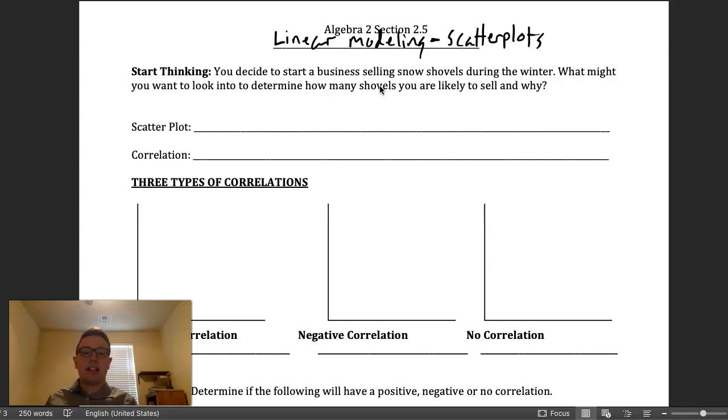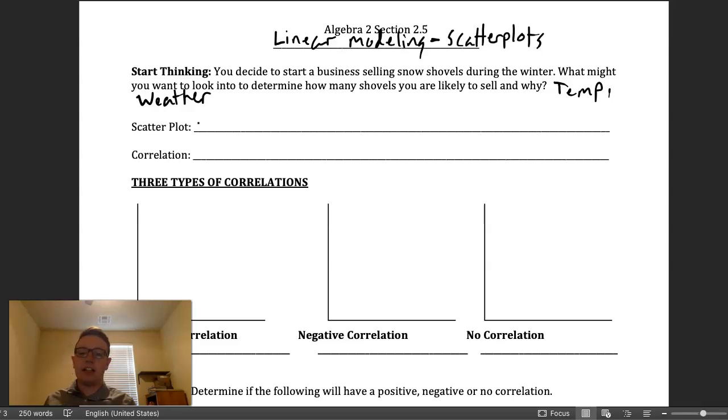Well, let's say you decide that you're going to sell snow shovels during the winter. What might you want to look into to determine how much you're going to sell? Well, it might be important to look at the temperature. It might be important to look at the weather or the precipitation over that entire time. And so what we would do is compare the temperature or the weather to how much snow we get or how many shovels we can sell, and we can more accurately determine how many shovels we should be buying. And this leads us to a scatter plot.